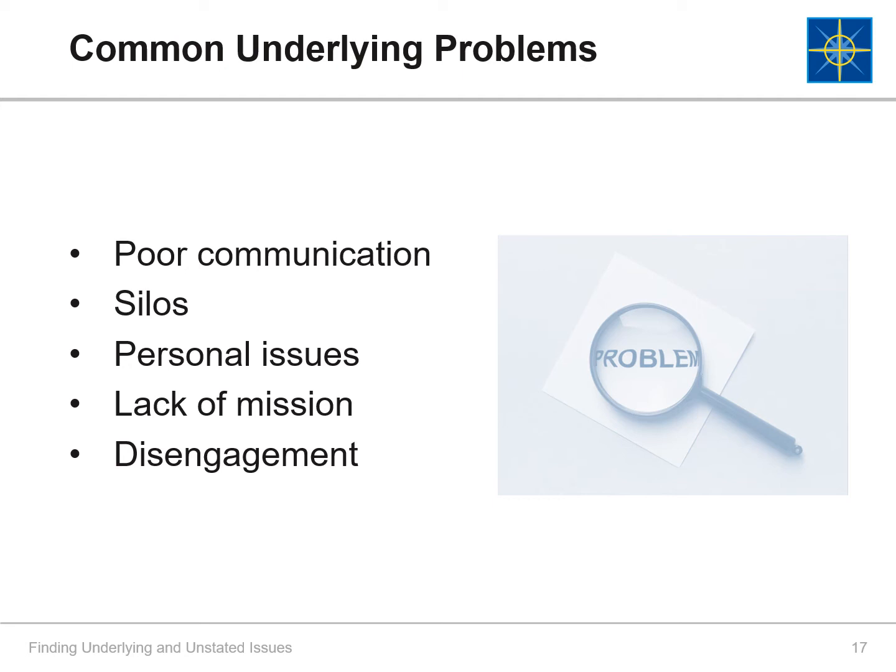Let's go over them. Poor communication. Examples of poor communication include inappropriate criticism, unclarified roles, or rules and policies that are not being clearly written.